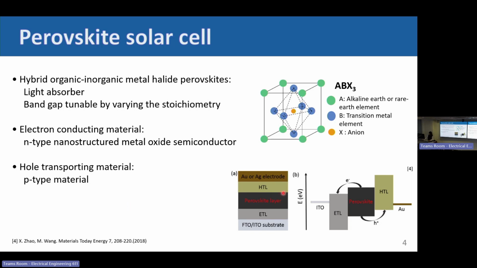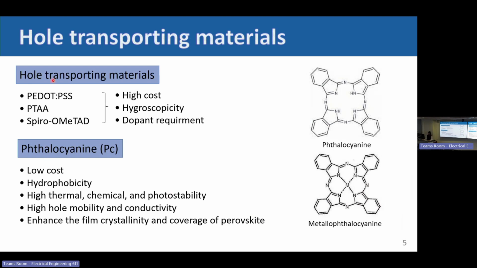We can see from here that when the perovskite layer is irradiated by light, it will inject charge carriers into the hole transporting material and the electron transporting material. The photocurrent will be collected from the front and the back of the device. There are some traditionally applied hole transporting materials like these three, and they have some problems like high cost, hygroscopicity, and the dopant requirement to enhance the hole mobility.